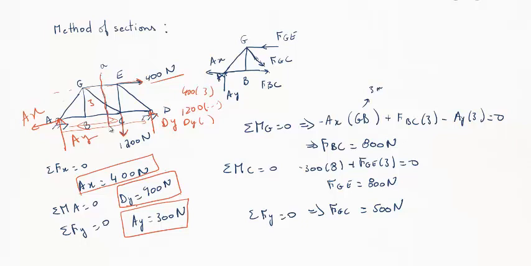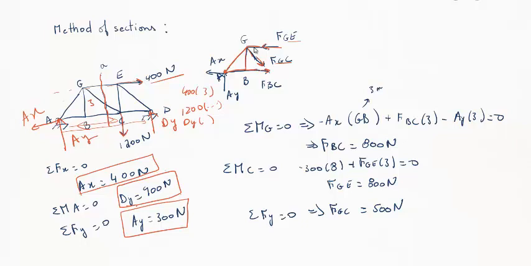Let's draw this. So we have A, G, B, and here. So what forces do we have on this part? We have AY, AX, which we already got. We have FBC, FGC, and FGE. I want to get all of them. So what can we do? It's very easy. Look here, we have FGC and FGE.